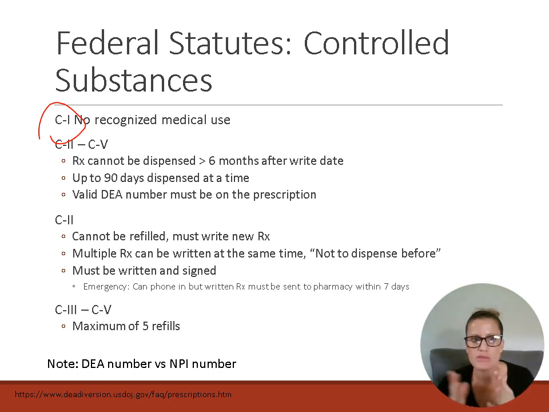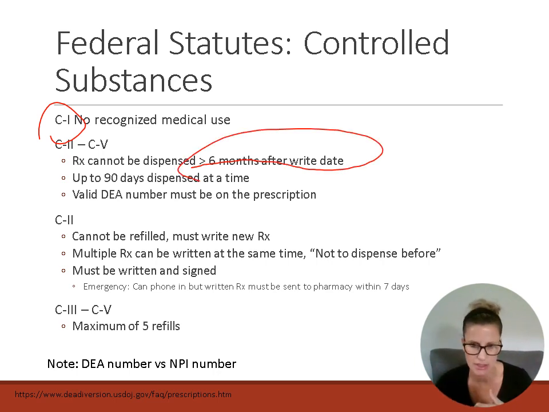C2 through C5 have these specific regulations. So the drug cannot be dispensed more than 6 months after the write date. So if you write the prescription for the person tomorrow and they go to fill it 7 months later, they can't. The prescription's no longer good.